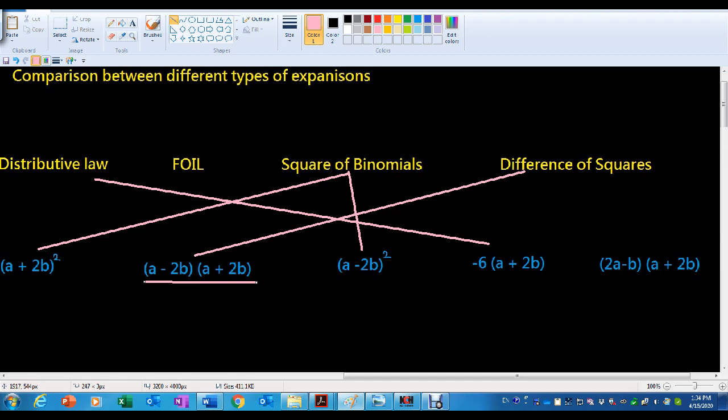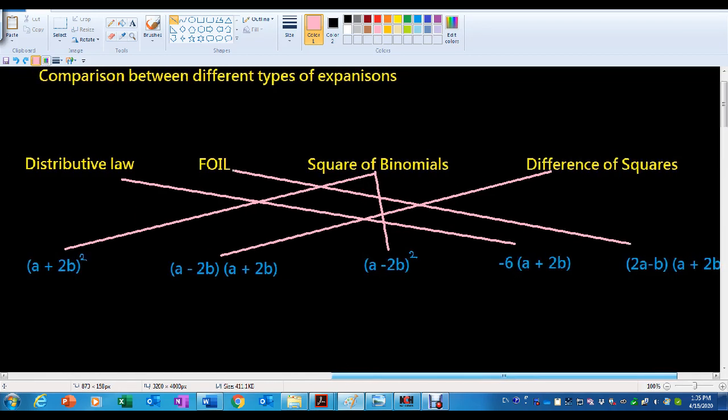A minus 2b, a plus 2b. So you need to have the same terms, but you have minus and plus in different brackets. But here, the terms are not similar, right? 2a and a, they are different. So this one, we're not going to categorize this as difference of squares. What you are going to do, you are going to use FOIL. So if you can't use any shortcut, use FOIL.